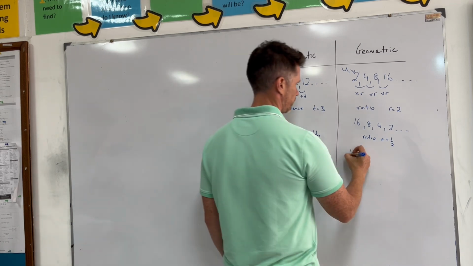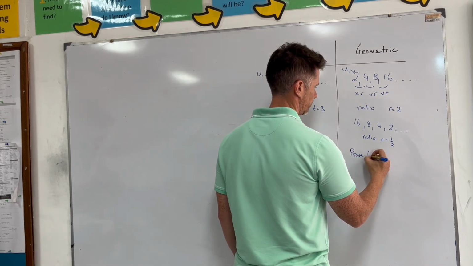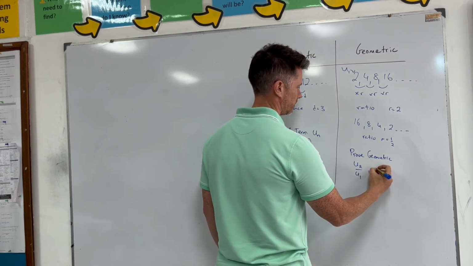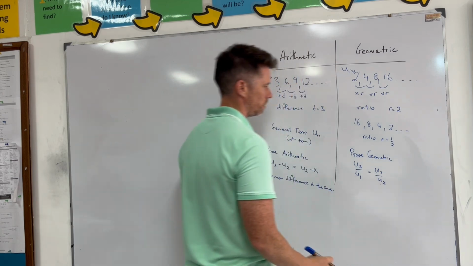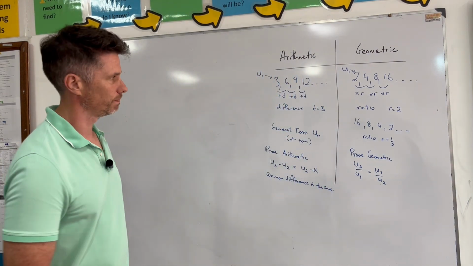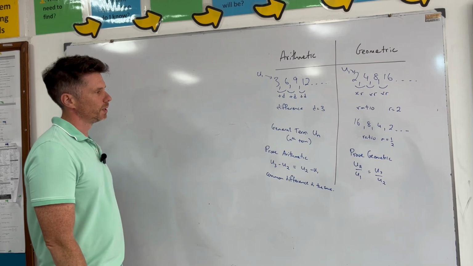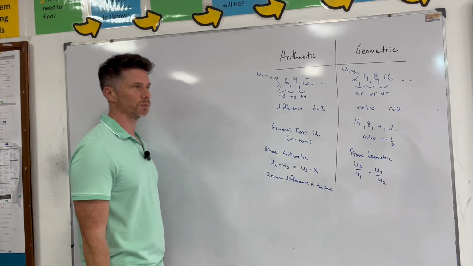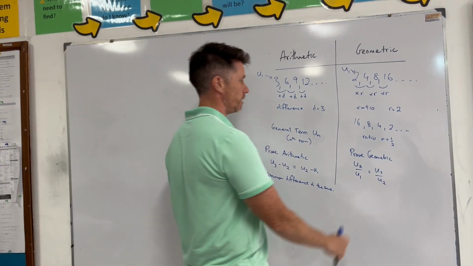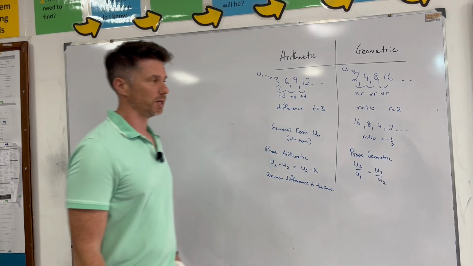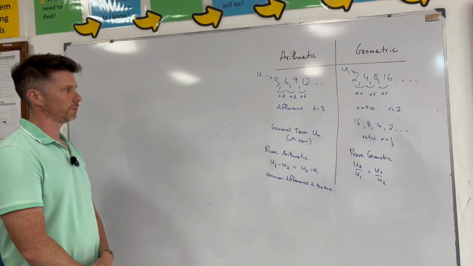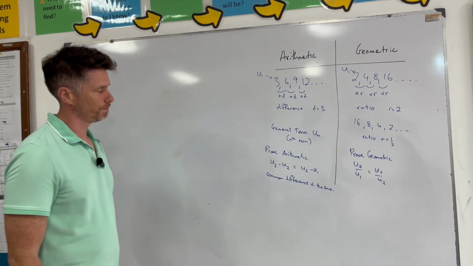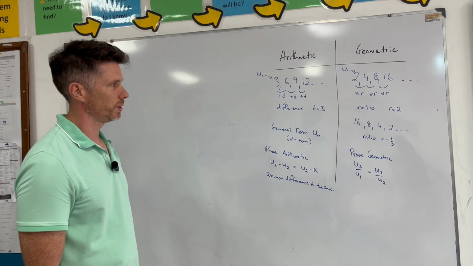To prove geometric, it's very similar. U2 divided by U1, if that's the same as U3 divided by U2, the common ratio is the same. And to find any difference, you just subtract two terms and you get the difference. To find any ratio, just divide any two terms and you should be able to get the ratio.